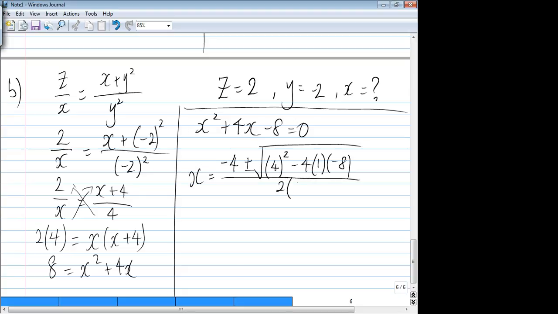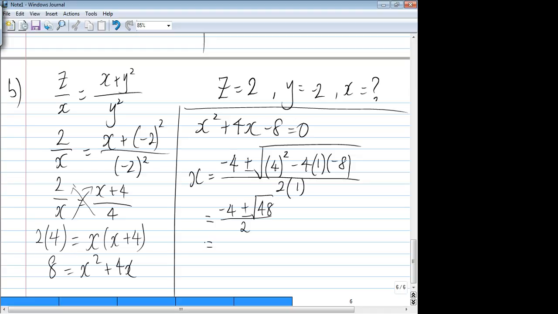Over 2a, show me this, you get 1 mark. This is if you want to solve it by quadratic formula. Okay, so this is -4 plus minus square root of 16 plus 32. Sorry, 16 plus 32 is 48, right?